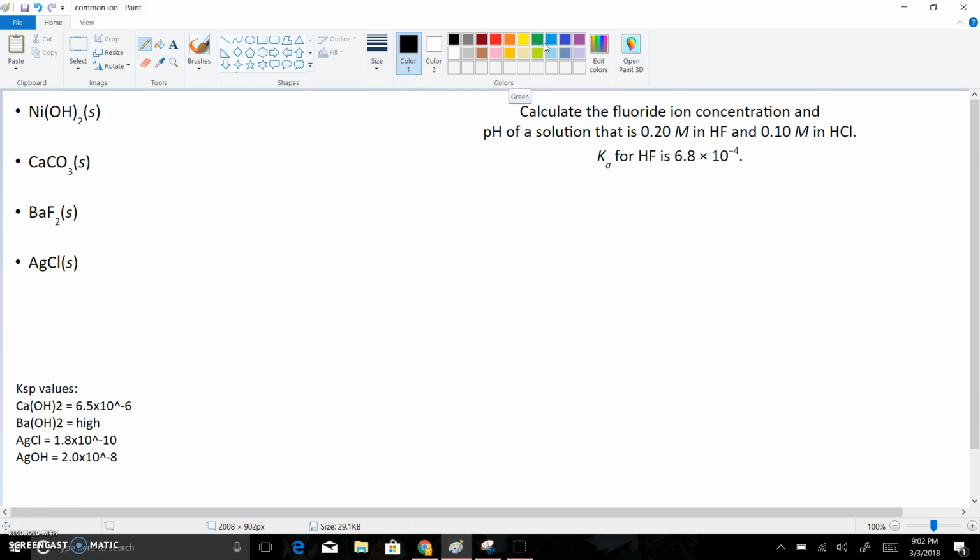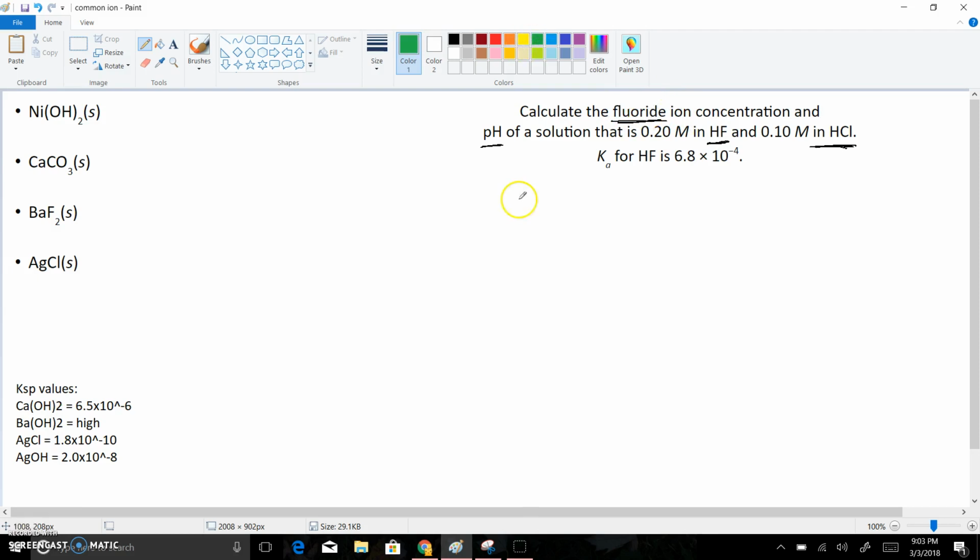Alright, so calculate the fluoride ion concentration and pH of a solution that is 0.2 molar HF and 0.1 molar HCl. Now something to notice about this is I'm trying to find the pH. Well, pH is really going to be determined by my HCl concentration. I'll get to that in the end, because HCl is a strong acid and HF is a weak acid. But the HF is going to control my fluoride concentration, so I really need to consider both when I'm looking at this problem.